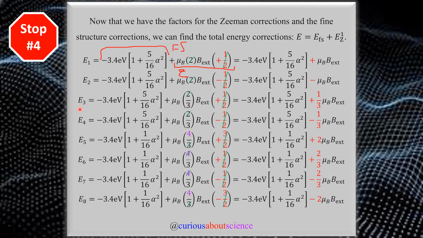Similarly, the g factor for the next 2 states was 2/3. And then again, for m sub j, we had plus or minus 1/2. Cancel the 2's, we see that we get a plus 1/3 minus 1/3.